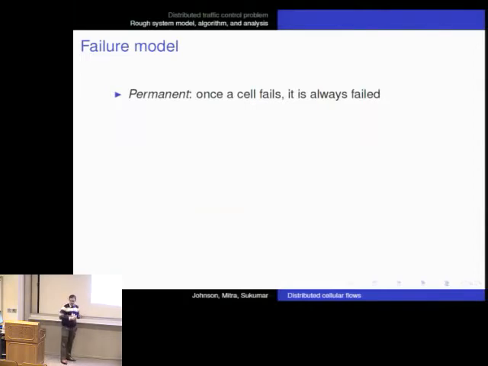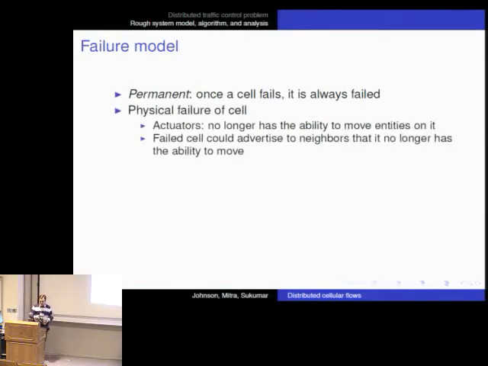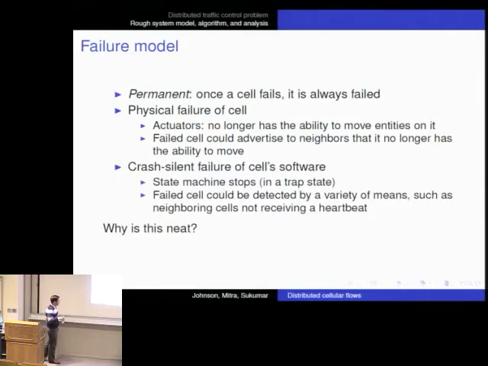So I want to go back to the failure model briefly. Once a cell fails, it's always failed. There are 2 different types of failures we're thinking about. It could be a physical failure of the cell, where the actuators have failed in such a way that the cell no longer has the ability to move, in which case that cell could tell its neighbors that it's failed. The distributed computing way of looking at it would be that the process controlling a cell has actually crashed, and that the state machine has stopped taking steps. So that's the alternative way, and this could be detected using timeouts, things like that.